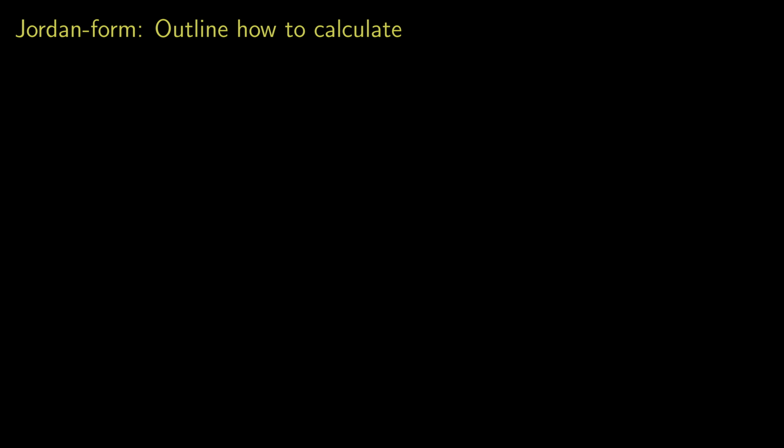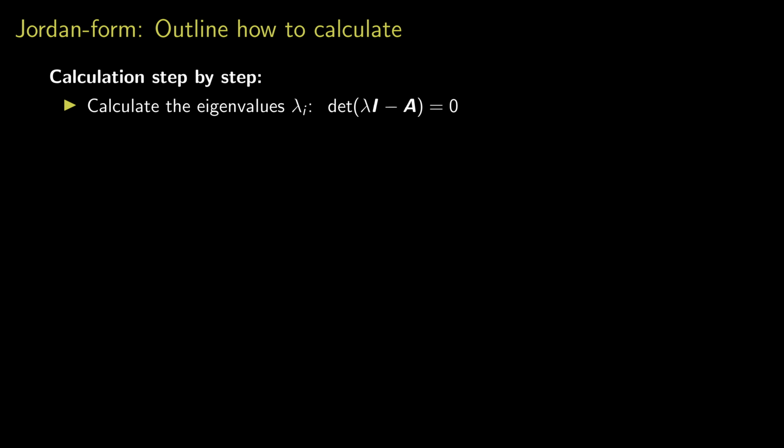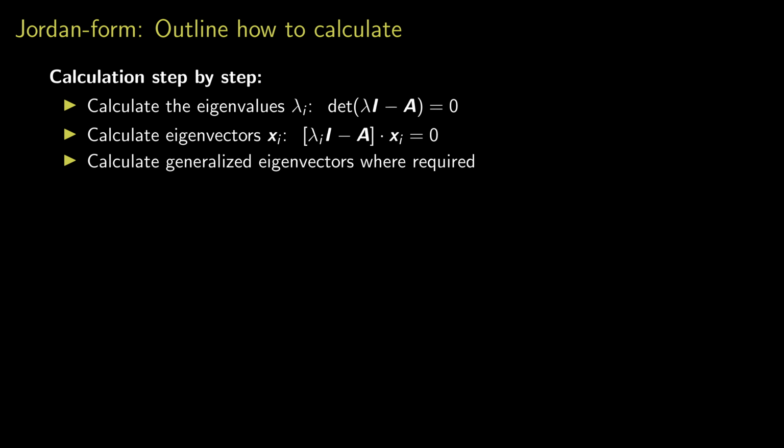Here a short recipe for how to calculate the Jordan form of a matrix. First you calculate the eigenvalues. Then for all the eigenvalues the eigenvectors. If an eigenvalue appears 2 times, you also get 2 eigenvectors and you are done. If that is not the case, you have to start calculating the generalized eigenvectors.